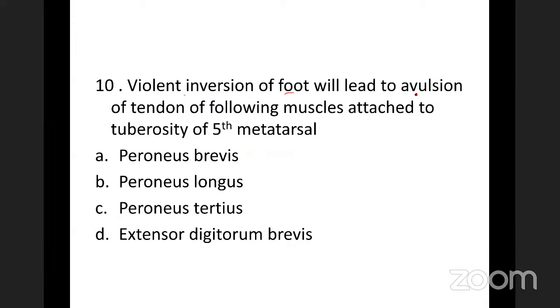Violent inversion of the foot will result in avulsion of the tendon of which of the following muscles attached to the fifth metatarsal: peroneus brevis, peroneus longus, peroneus tertius, extensor digitorum brevis? What's the answer, students?